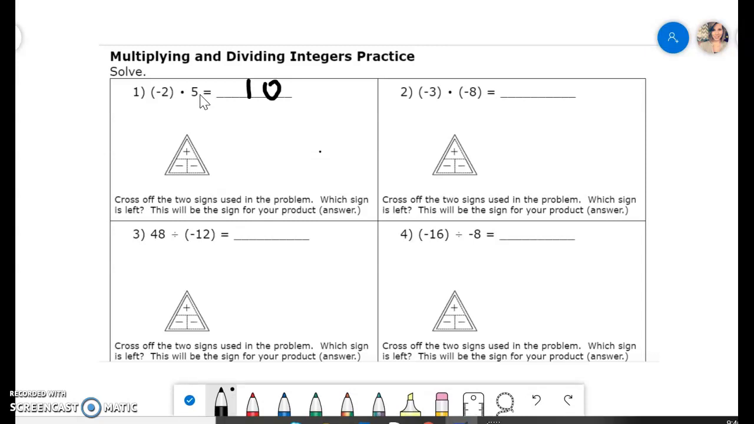When you're trying to figure out the symbol, cross out what 2 symbols you have. So you have a -2, so I'm going to cross out a negative, and then you have a +5, so I'm going to cross out a positive. So it leaves you with a negative. Our answer is -10.